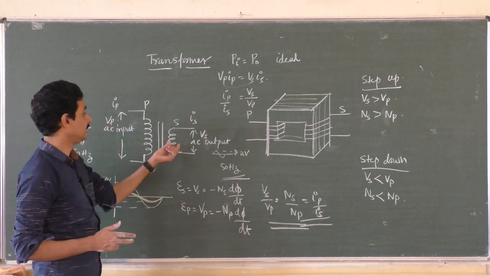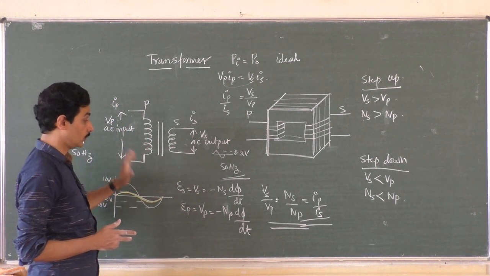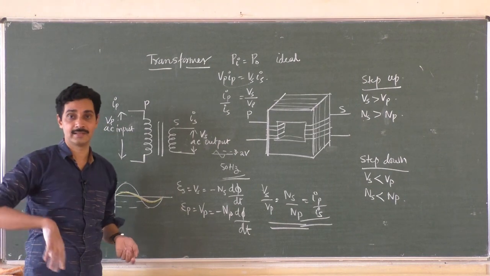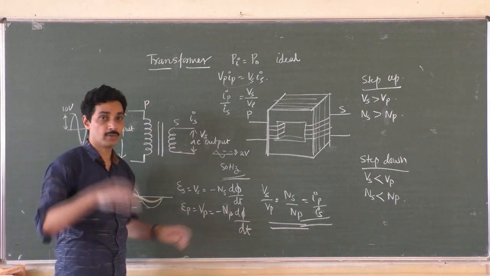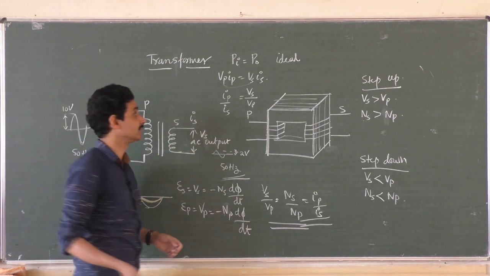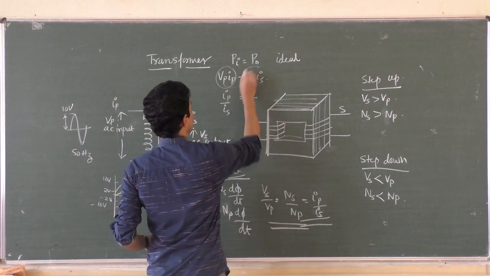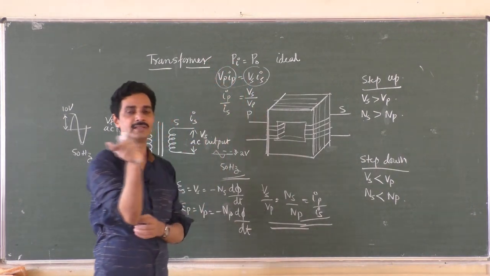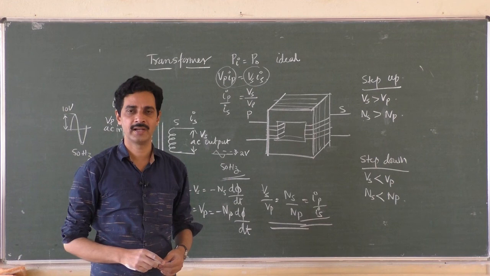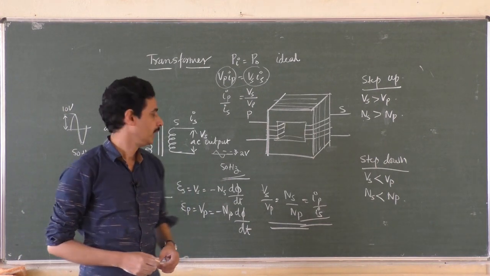So in a step-up transformer, voltage is increased but current is decreased. In a step-down transformer, voltage is decreased, current is increased, so that the product of voltage and current is always same. That is nothing but power is same. Rate of energy loss per second. Okay.